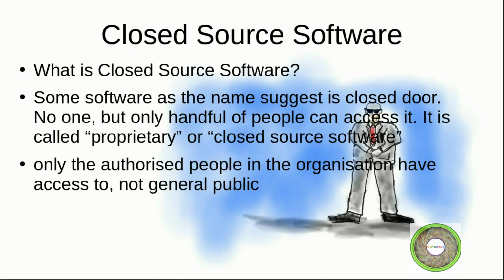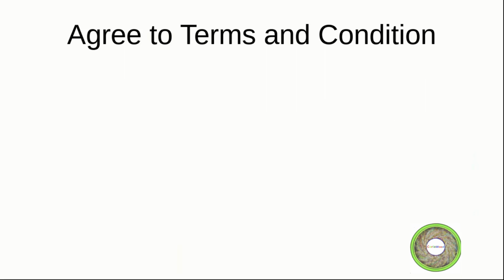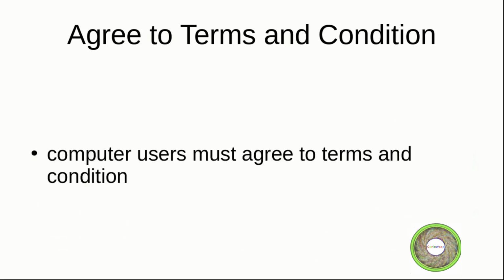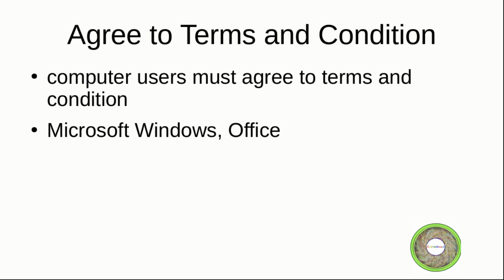It is heavily guarded with strict security and only the original creators of the software can copy, inspect, and modify that software. And in order to use closed source or proprietary software, after purchase, computer users must agree to the terms and conditions, and they have to agree that they will not do anything with the software that the software's authors have not expressly permitted. Microsoft Office and Adobe Photoshop are examples of closed-source and proprietary software.